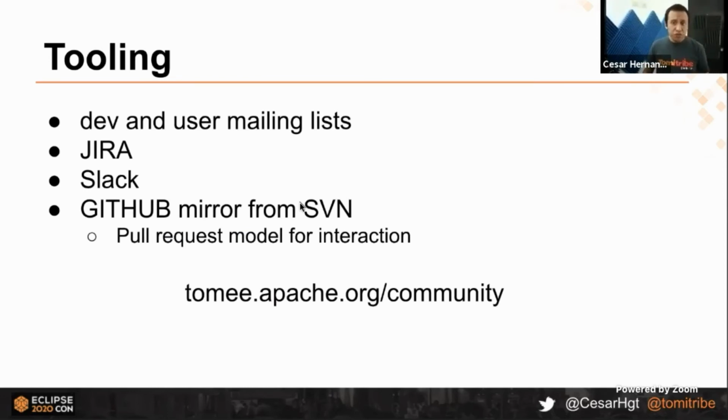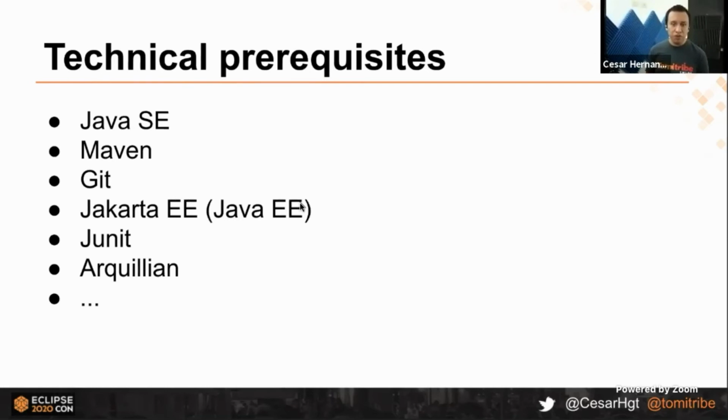Then in terms of tooling for Apache TomEE, we have a dev and a user mailing list. We use JIRA for tracking. We have Slack. We have GitHub mirroring the SVN repository, so you can follow the pull request model of integration if that's where you feel more comfortable.